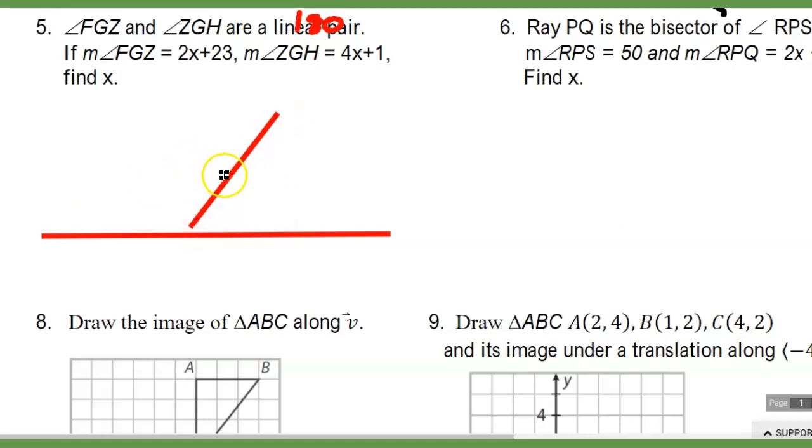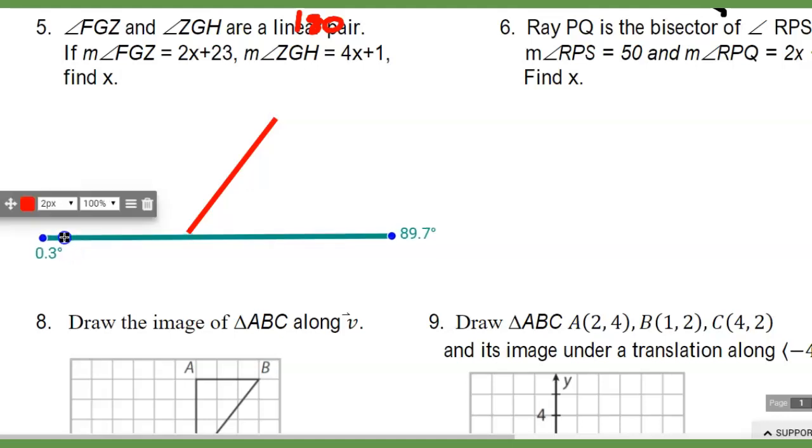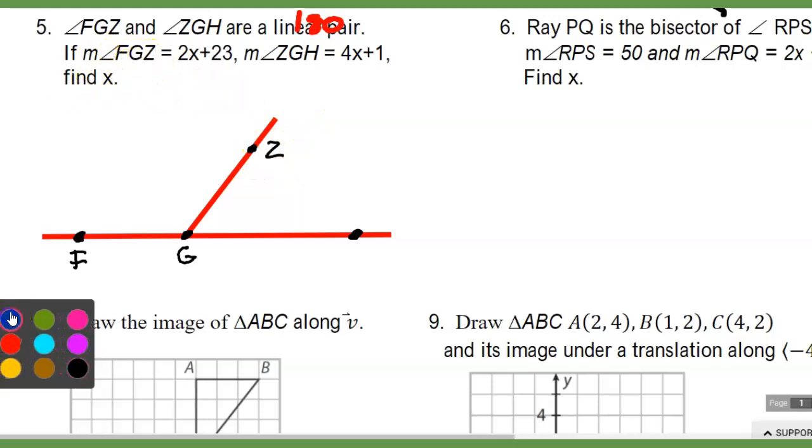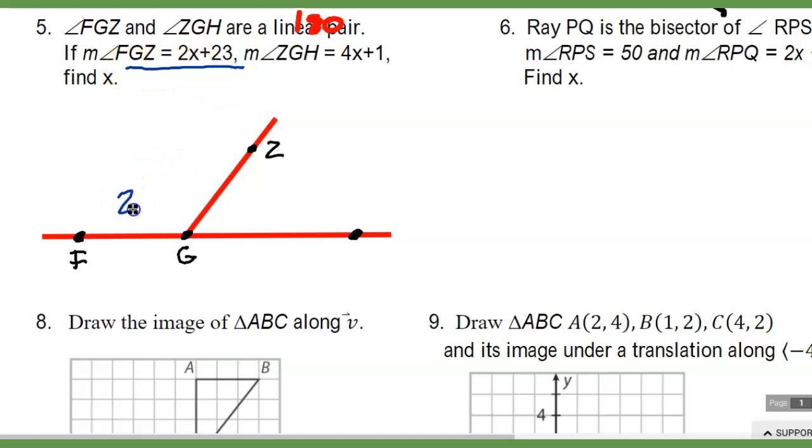Let's draw that right on there. And this is just an estimate. I don't know if this is the correct angle or not. Here. Okay, let's label our points. So we have F, G, and Z up here. FGZ is 2x plus 23.